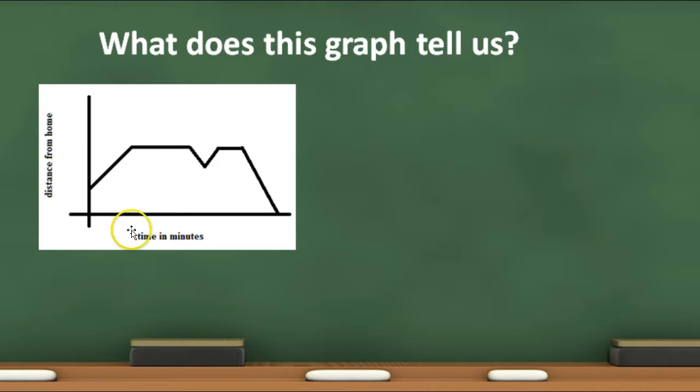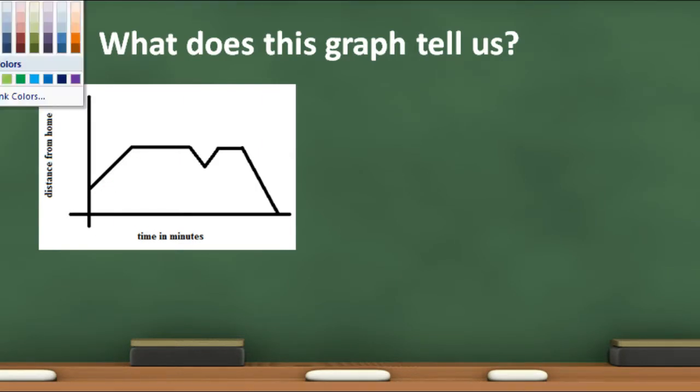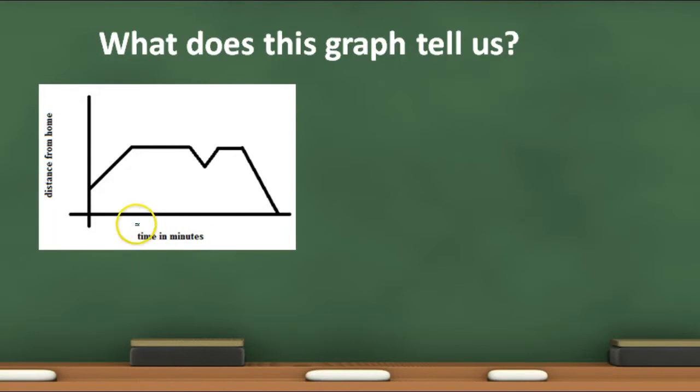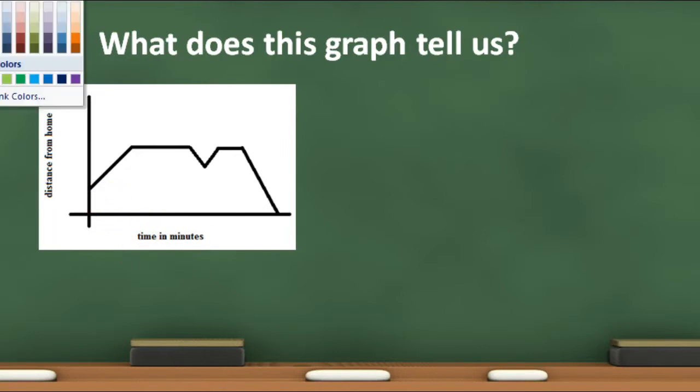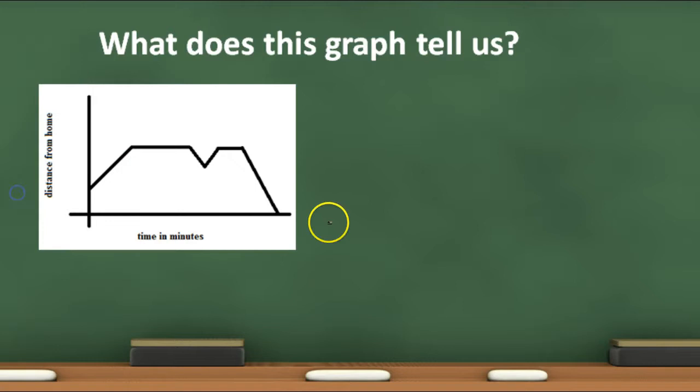If we look at the axes, we have time in minutes right here. And then on the y-axis, we have distance from home. That would mean that at this particular point, they are a certain distance from home after a certain amount of time. So time and distance.